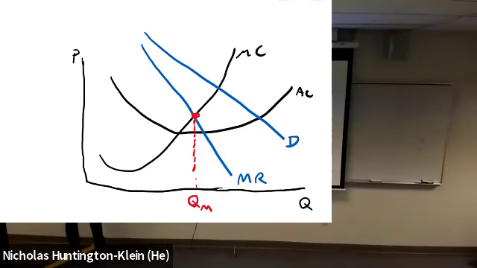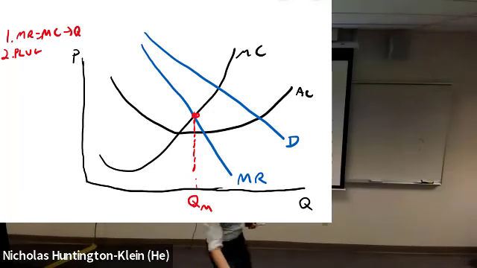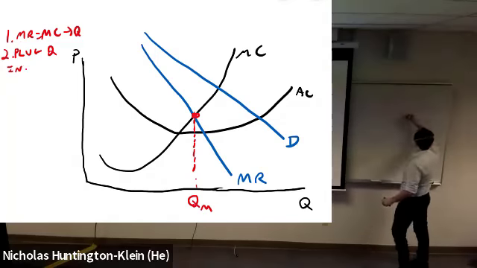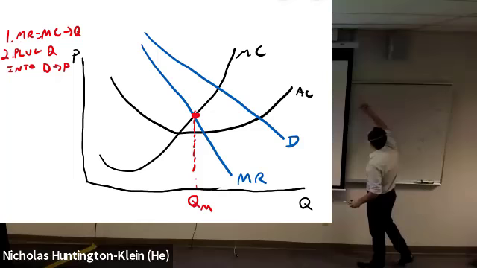Step 1, marginal revenue equals marginal cost, gives us quantity. Step 2, we ask the demand curve. We say, hey, demand curve, what are you willing to pay for this quantity? We're going to plug Q into demand. This is going to give us our price. We take Q, plug it into demand, and there we have our price.